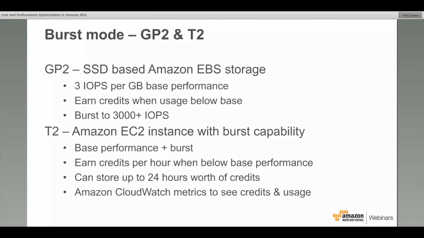So it really provides a nice way to take into account situations when I might have higher I/O than my baseline and be able to still deliver great performance. Similarly, the T2 instance class is similar in terms of its bursty nature. However, this time we're bursting CPU performance. So GP2 storage bursts I/O, T2 bursts CPU performance. And so we want to look at some of these and see how this could potentially impact the cost and performance of my system.